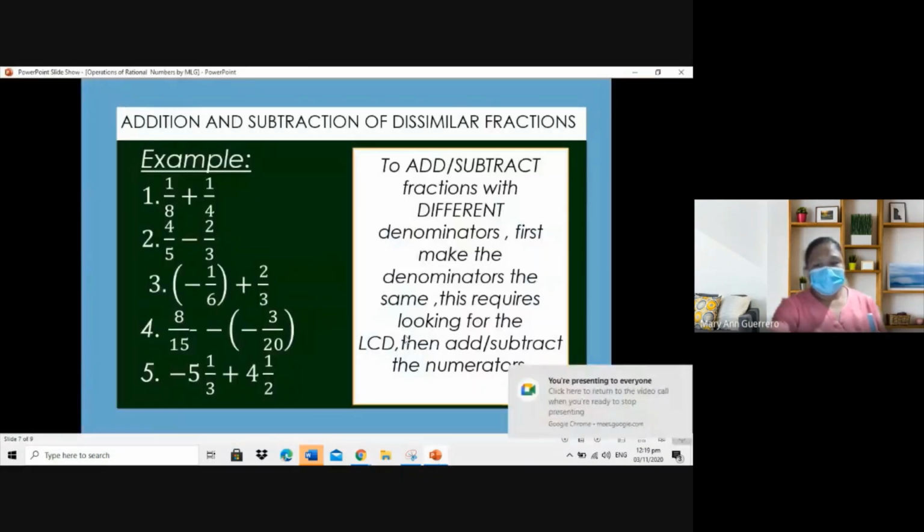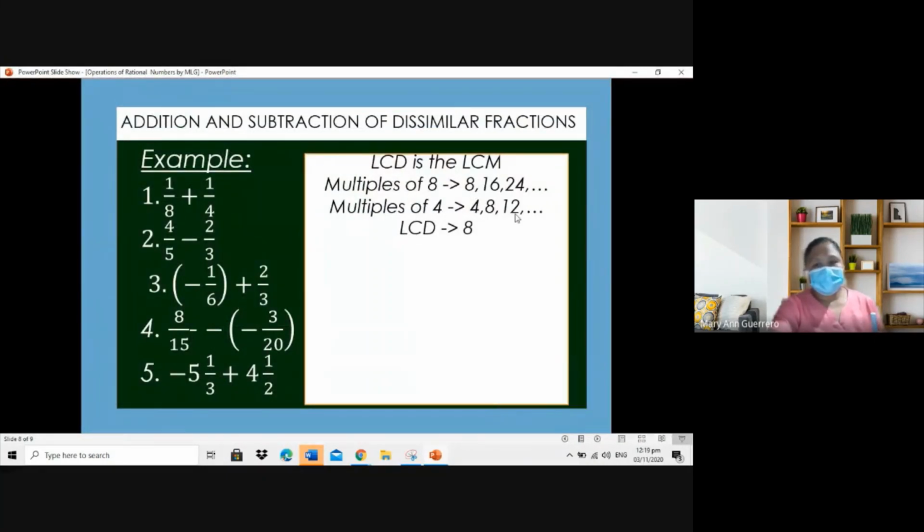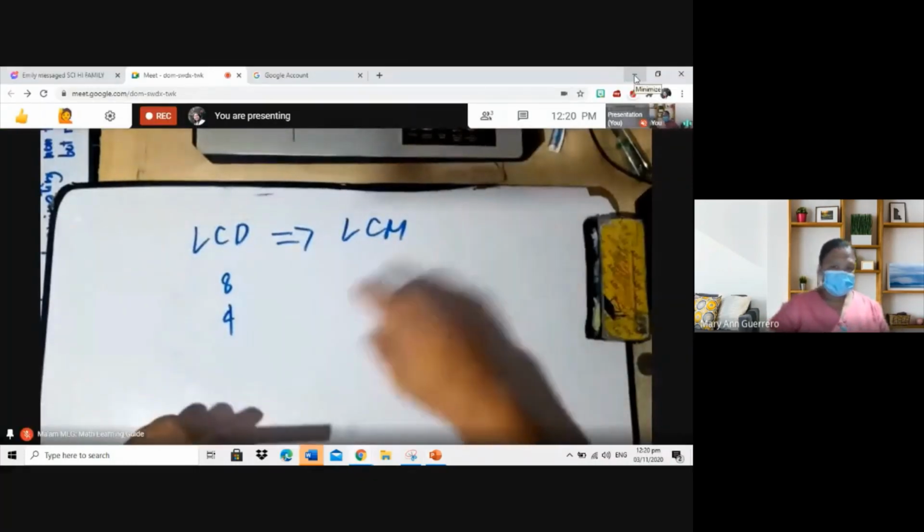So I have here the multiples of 8. We have 8, 16, 24, etc. Multiples of 4, we have 4, 8, 12, and so on. So they're common or the same, factor, I should say multiples. The lowest or the least common multiple is 8. So the LCD is 8. Okay? So the LCD of 8 and 4 is 8.